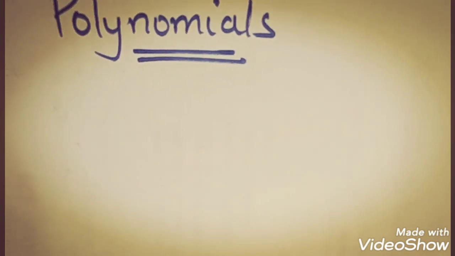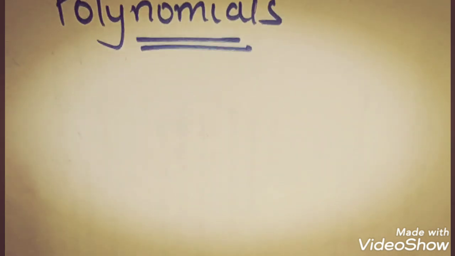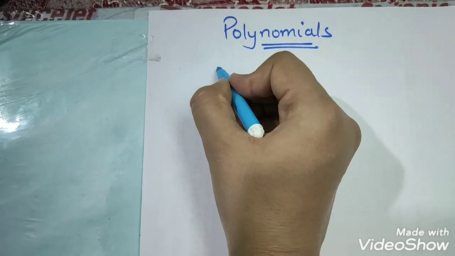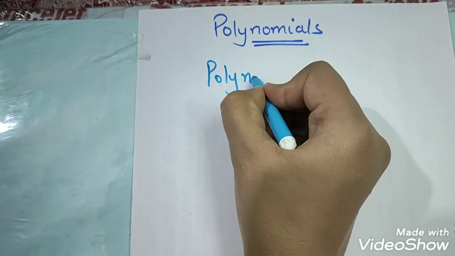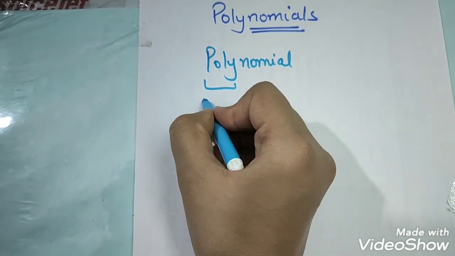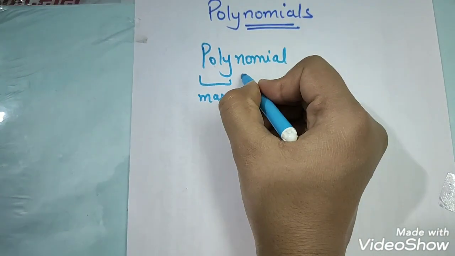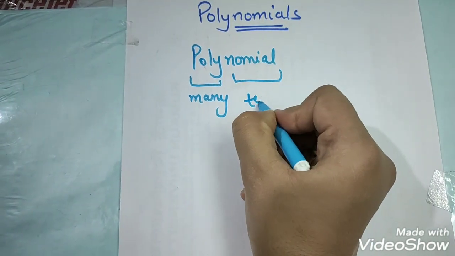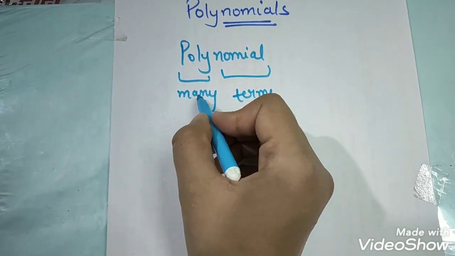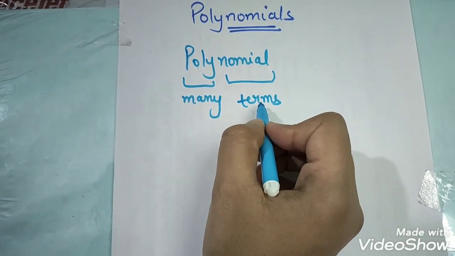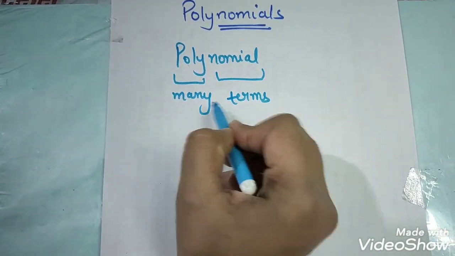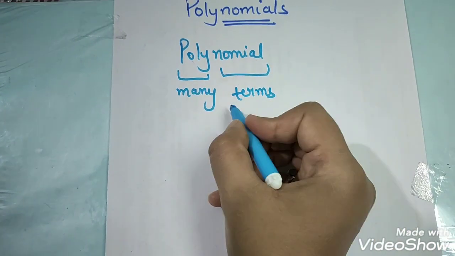Hello there. Today we will learn about polynomials. So, basically, what are polynomials? Poly means many, and nomial means terms. That means a polynomial is a chain of many terms.